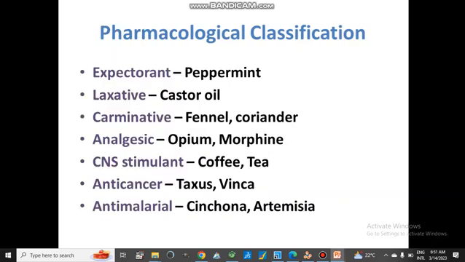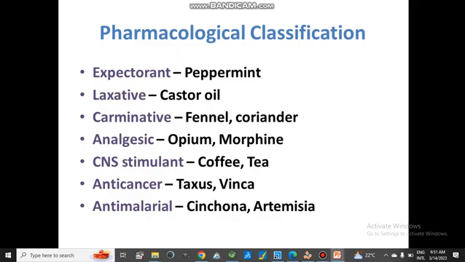Another category is pharmacological classification. Pharmacological classification depends on the action of drug, that is, what will be the action of the drug on our body. So according to that action, they are classified. Like expectorant. Expectorants example is peppermint. And laxatives like castor oil. Carminatives, fennel, coriander.